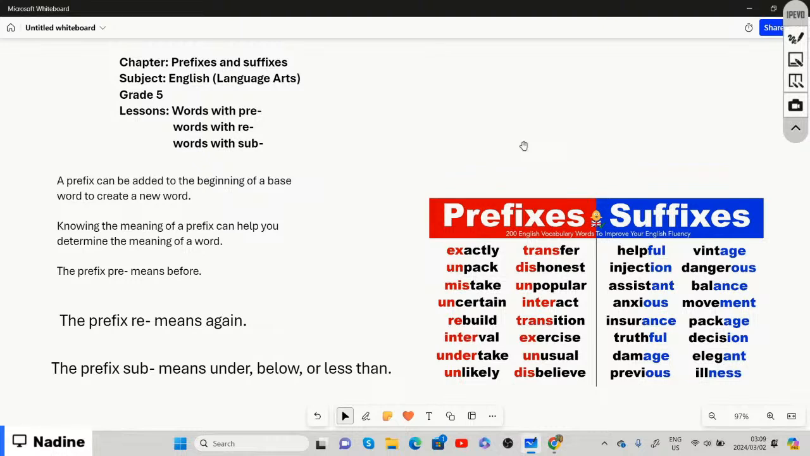All right. So we said a prefix can be added to the beginning of a base word to create a new word. And then we have the prefix pre, and we have the prefix re, as well as the prefix sub.